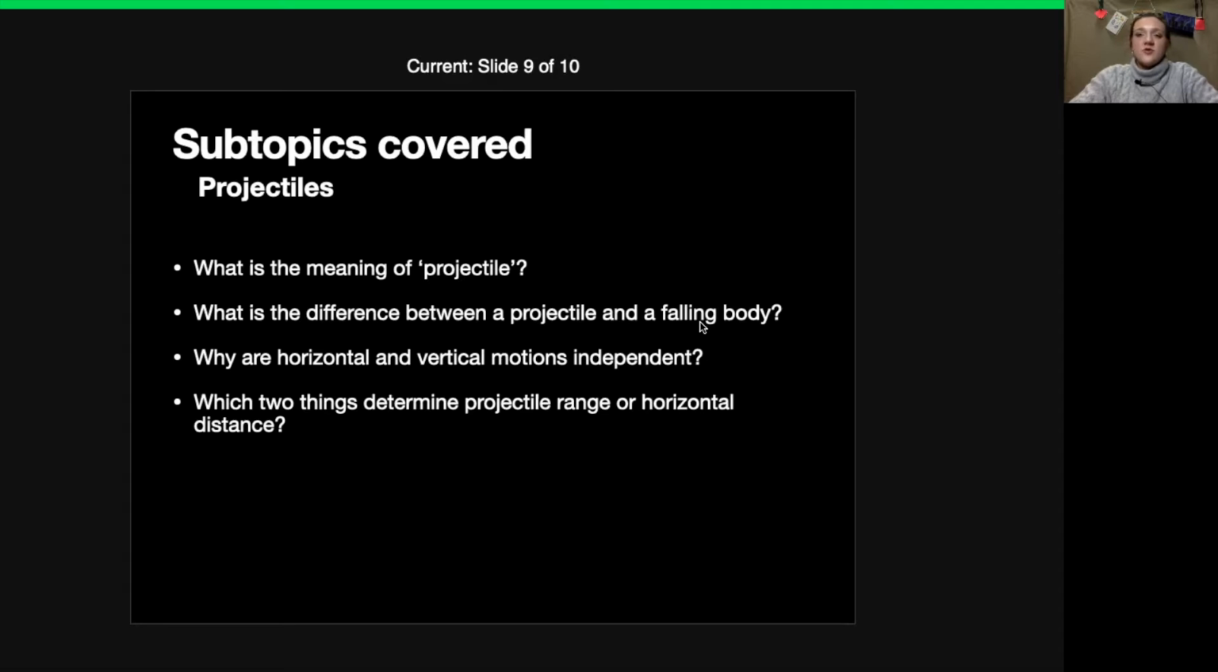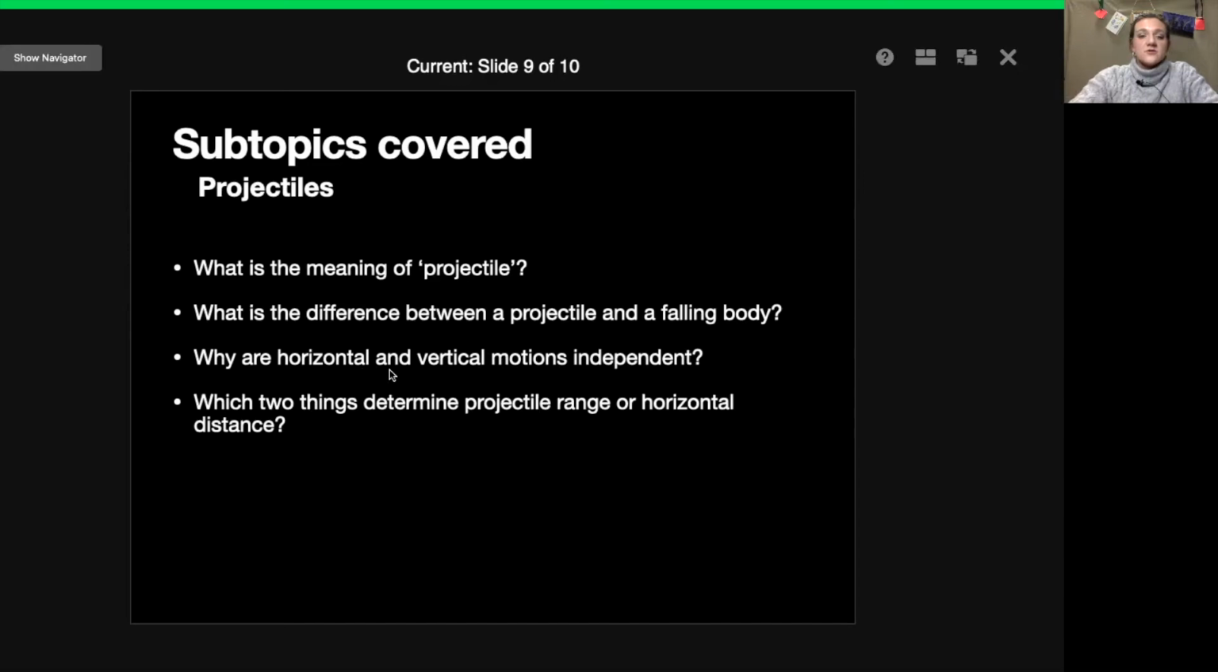So if you are looking at shot put or discus or even javelin, there we go, javelin. Since it's the Olympics at the moment, if you look at javelin, the person actually puts some energy into the object before they release it and it lands at a different place. But a falling object has a straight vertical downward projection.